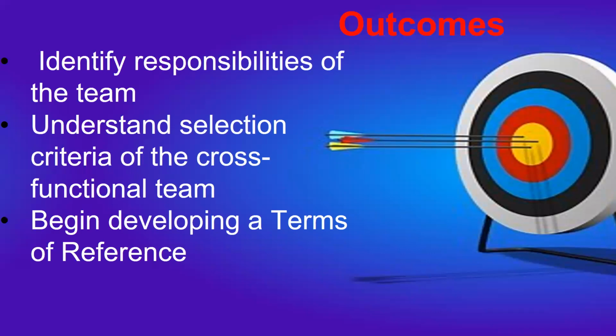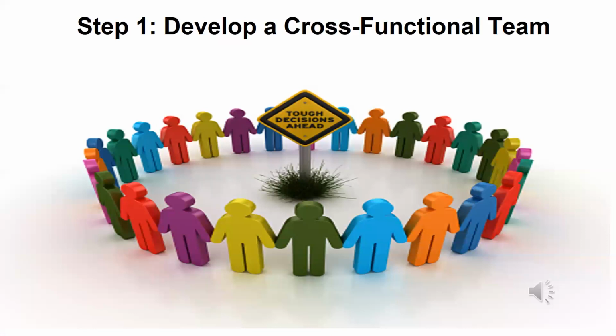The outcomes for this section will be to identify responsibilities of the team members, understand selection criteria of the cross-functional team, and begin developing a Terms of Reference. The first step of the internal monitoring process is to develop a strong cross-functional team of people to lead the internal monitoring process in your district.